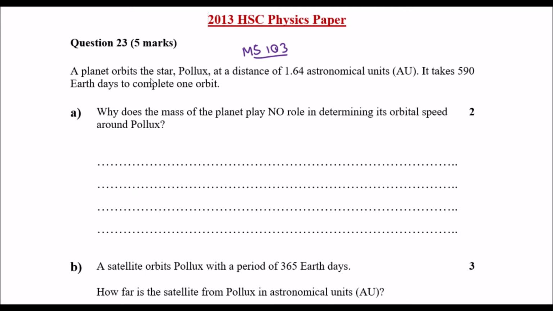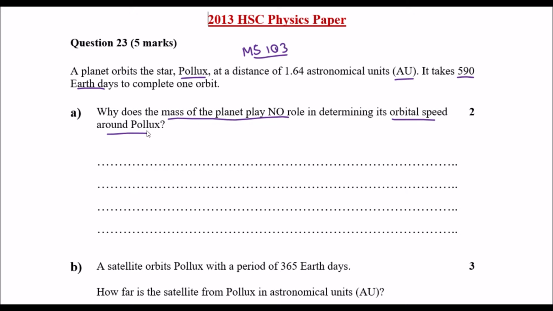We have a planet that orbits the star at a distance of 1.64 astronomical units. Just for those who don't remember or don't know what astronomical units is, it's the distance between the Earth to the Sun. It takes about 590 Earth days to complete one orbit. Question 8. Why does the mass of the planet play no role in determining its orbital speed around this particular star?